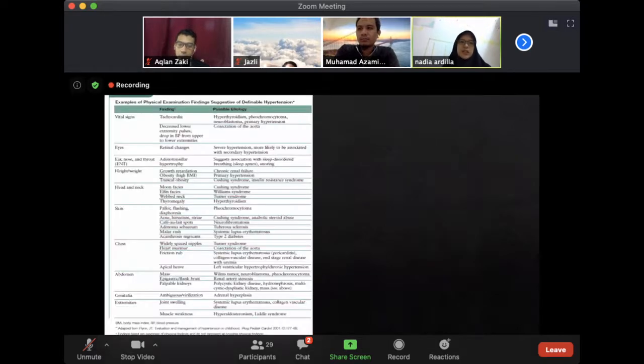So these are examples of physical examination findings according to your underlying cause. You can find tachycardia or any decrease in blood pressure, difference in extremity blood pressure to indicate coarctation of aorta. In eyes, look at the retinal change. Ear, nose, and throat, look at adenotonsillar hypertrophy. Height and weight, is there any growth retardation or not? Head and neck, moon facies can suggest Cushing syndrome. In skin, maybe pallor or flushing can be indicative of pheochromocytoma.